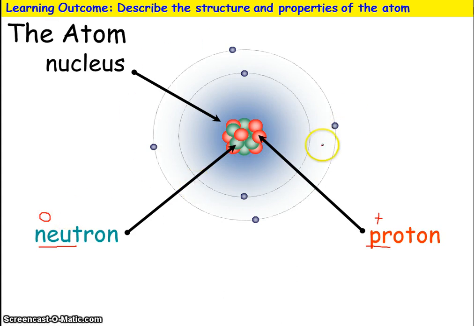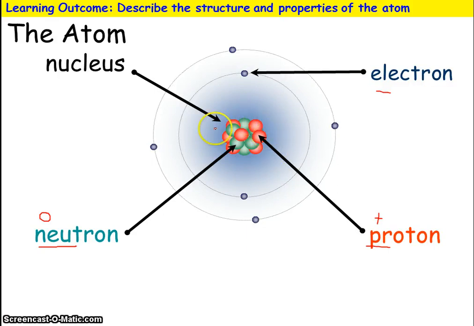And around the outside of your atom you have shells or energy levels, and in these shells you'll find electrons, and electrons are negative particles. So just like magnets, opposites attract. So the positive protons are attracted to the negative electrons. Equally though, just like magnets, the same charges will repel.